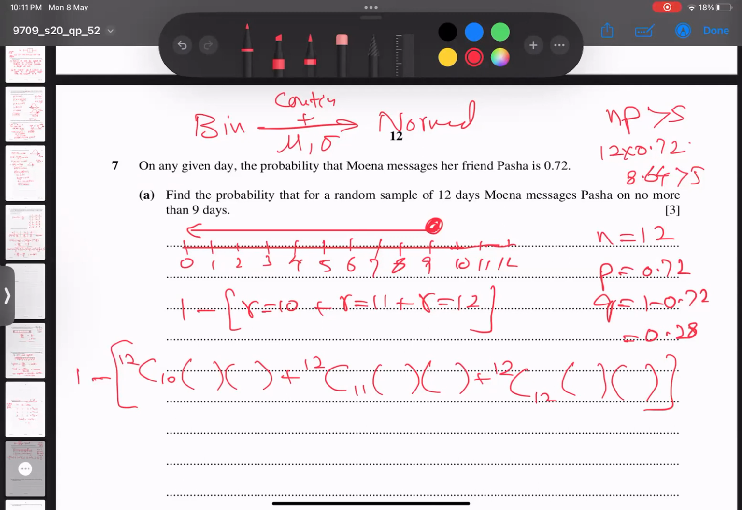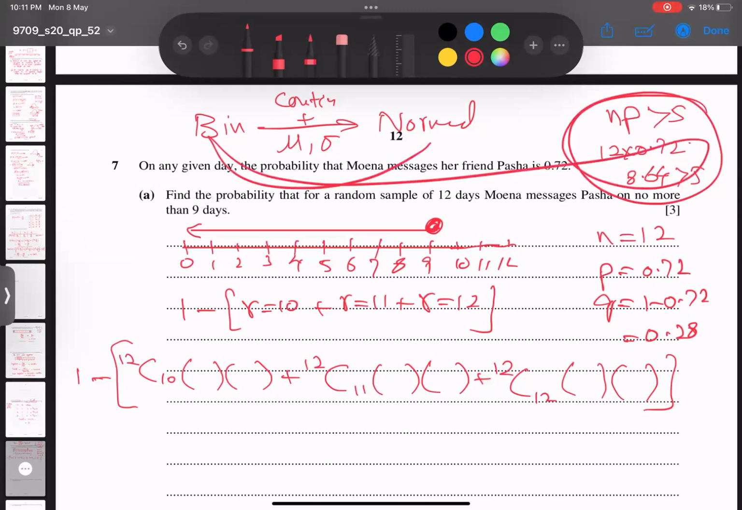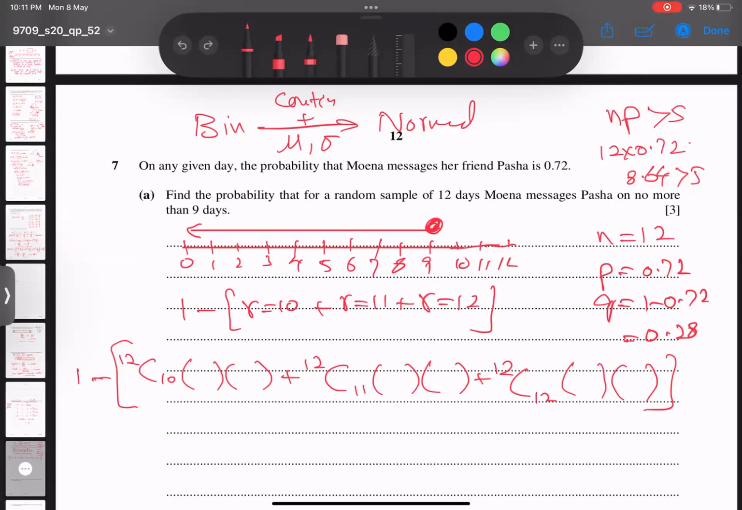And if I planned to go that way, it is because it is very visible that the value is bigger than 5. This is a sign of going from binomial to normal. Some students ask me, sir, how do we understand we have to go from binomial to normal distribution? If NP value is bigger than 5, this is the sign. One minute, please. 0.28 into 12.